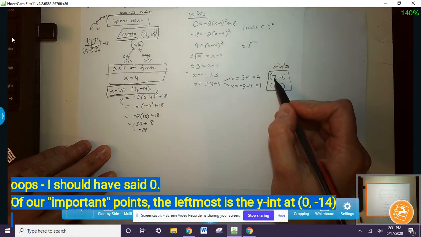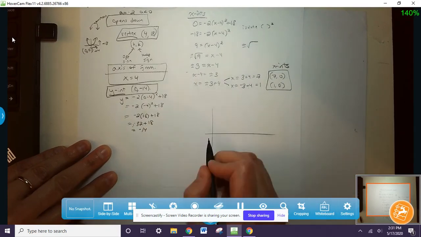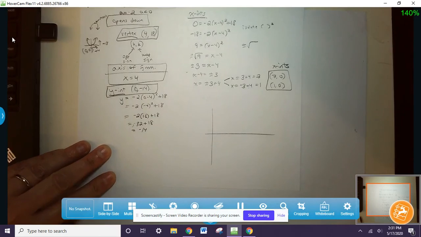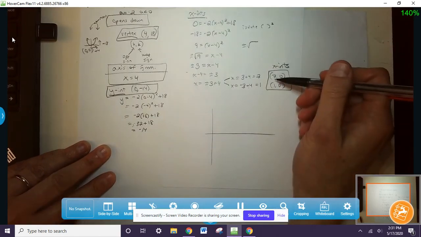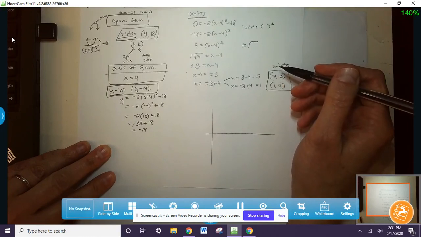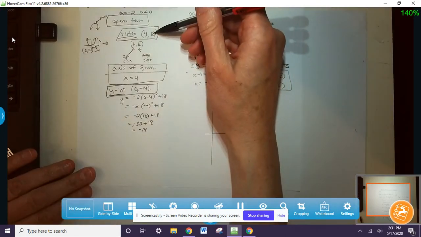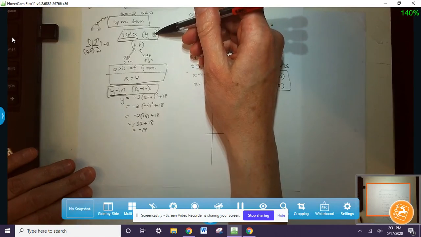So when I go to set up my graph, I really don't need anything to the left of the y-axis because there's no part of the graph that's going to go over there. Now think about the highest point on the graph. The highest point has to go all the way up to 18. That's the highest y value. And the lowest y value is -14.